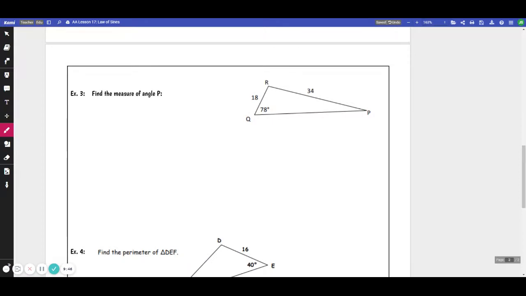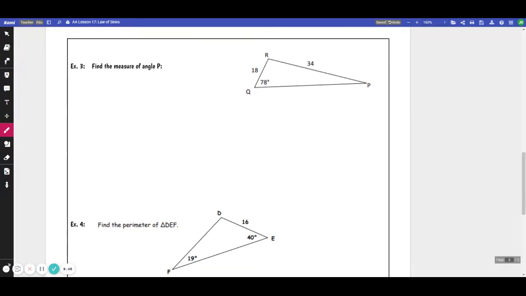We can also use law of sines to solve for angles. So in this one, we're solving for angle P. We're going to set it up exactly the same. So here we go with that corresponding side and angle that we need to have. So 34 is the side. Sorry, I wrote a 6.